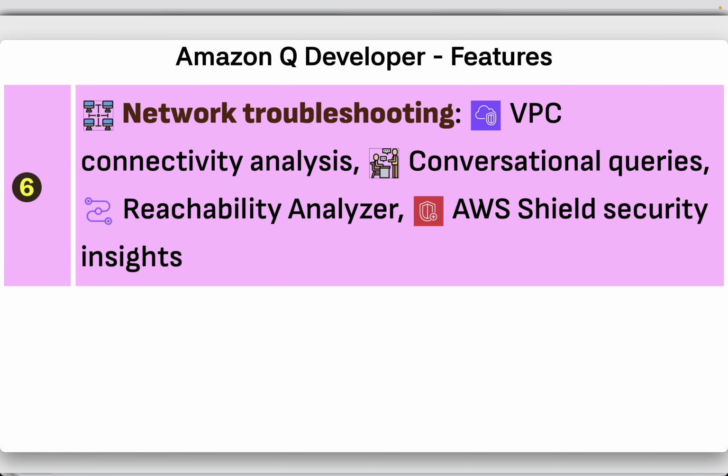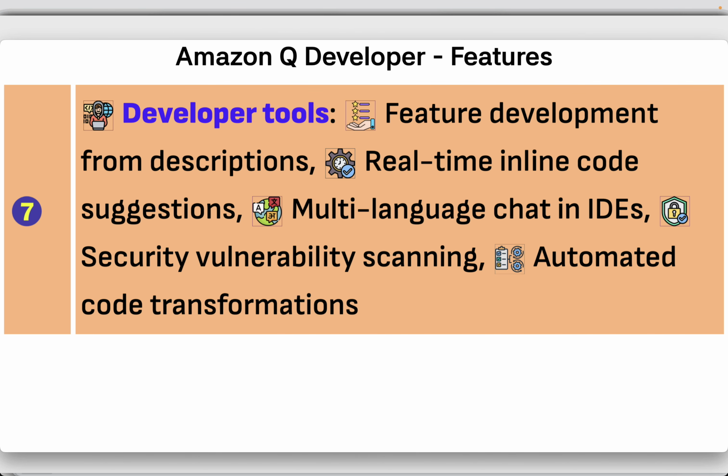Network troubleshooting capabilities analyze VPC connectivity issues through conversational queries using Reachability Analyzer and provide insights on network security configurations via AWS Shield. Developer tools provide comprehensive code assistance, including feature development from natural language descriptions, real-time inline code suggestions, multi-language chat support in IDEs, security vulnerability scanning, and automated code transformations.